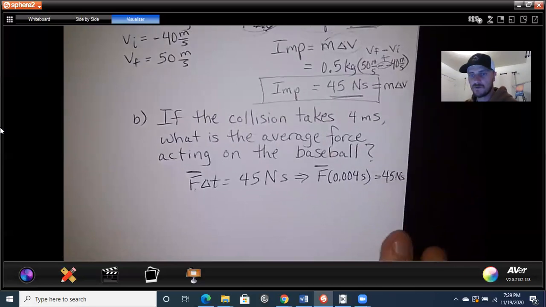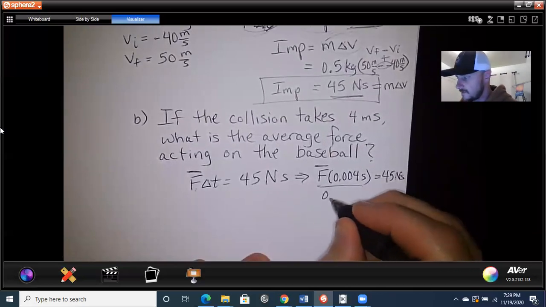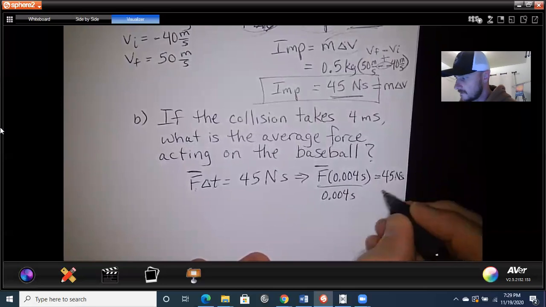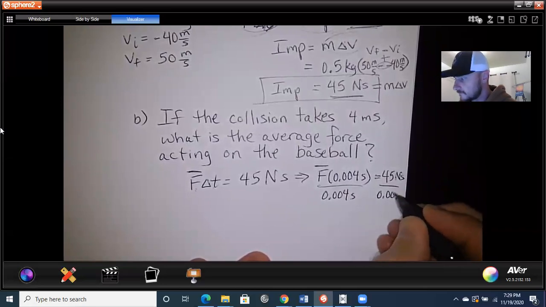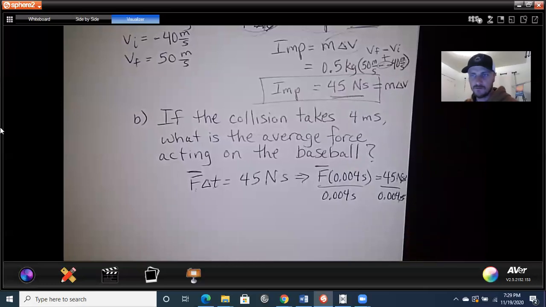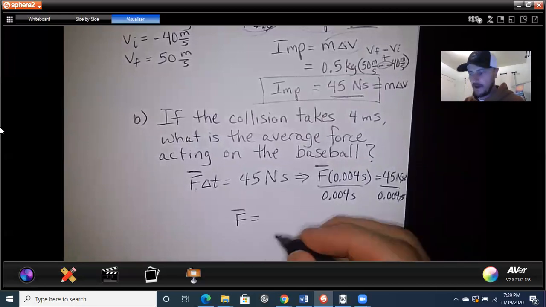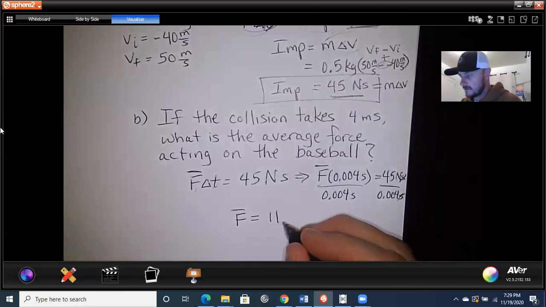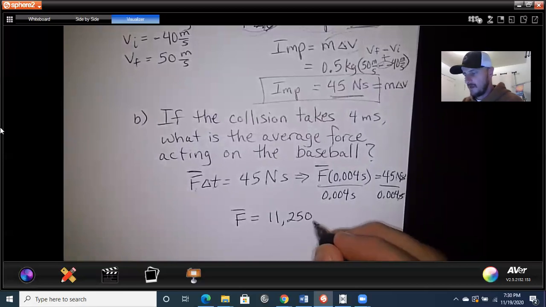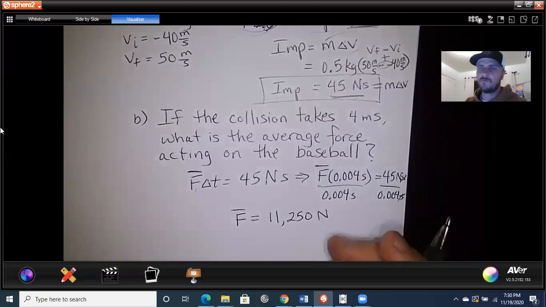And now we're going to divide both sides by that 0.004 seconds. And look, the seconds cross out. What do you know? And you're left with newtons. So let's do our division. 45 divided by 0.004. And we get a humongous force, way bigger than the one I talked about in my graph. We get 11,250.